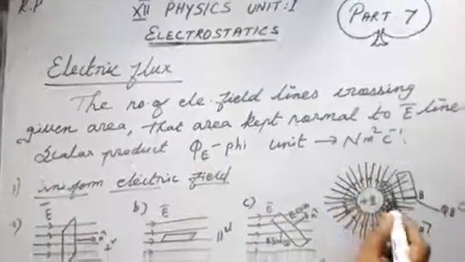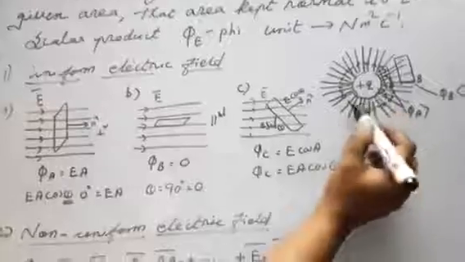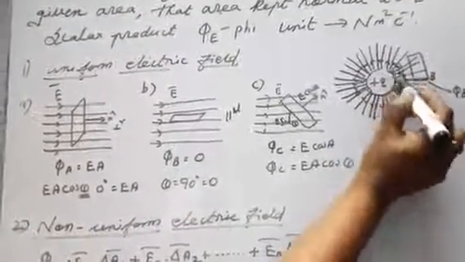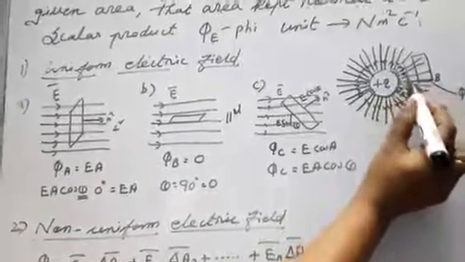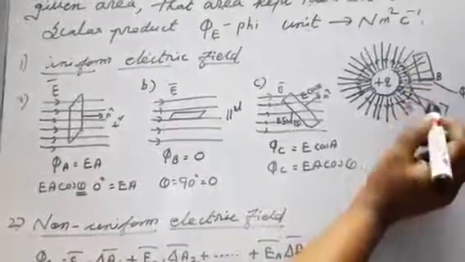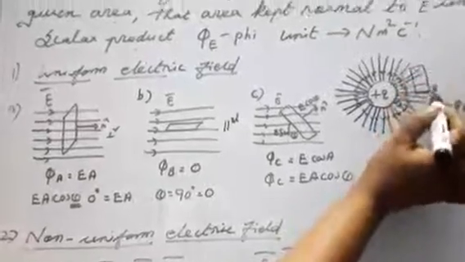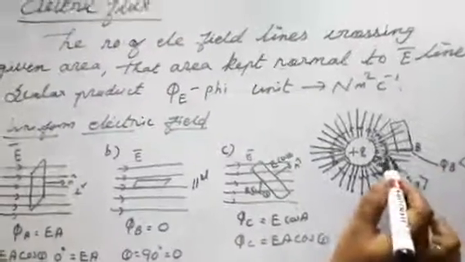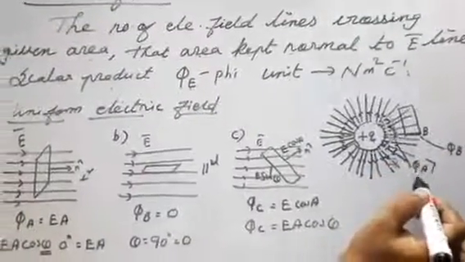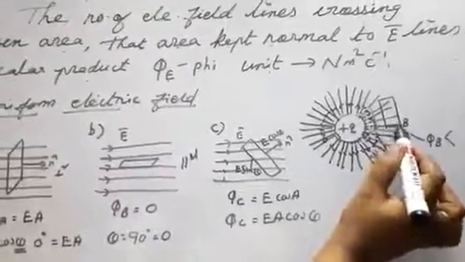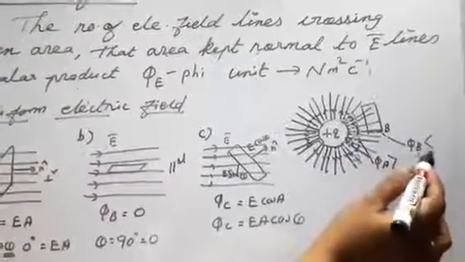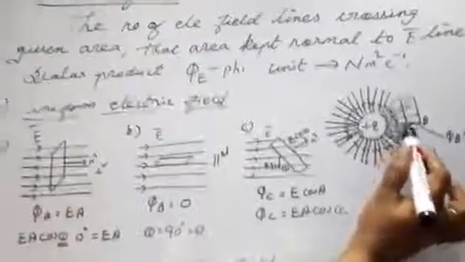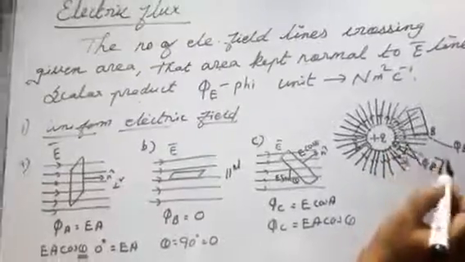Suppose you take a point charge Q. On all sides there are a number of electric field lines. Near the charge we take one surface A, and another surface at a distance, B. In the nearer surface the electric flux is maximum and in the distant surface it is lesser, because in surface A more electric field lines are crossing, therefore the electric flux is maximum.